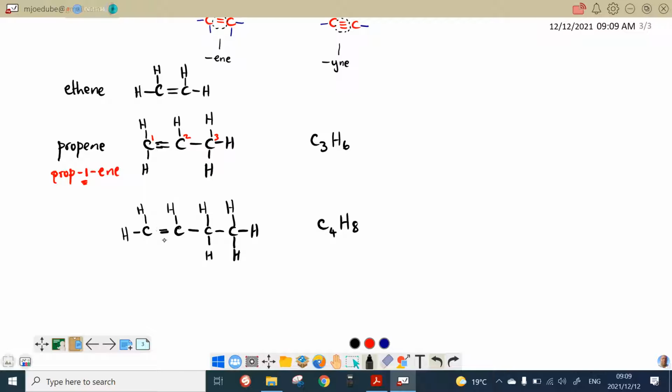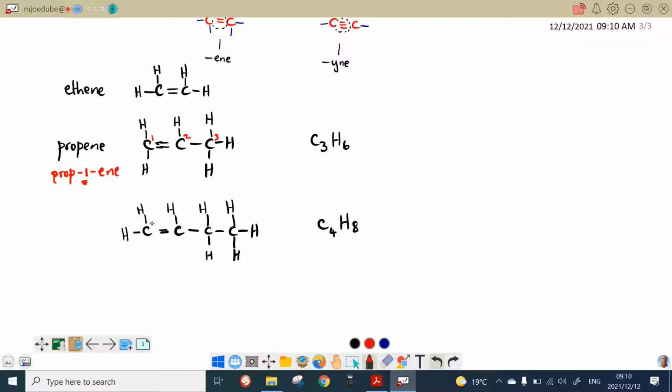So now, when we name this particular compound, we look for our functional group. Our functional group is a double bond, so we know it's an alkene. And where is that double bond? That double bond is attached to carbon number 1 and is between carbon number 1 and carbon number 2. Which is the lowest number? The lowest number is 1.